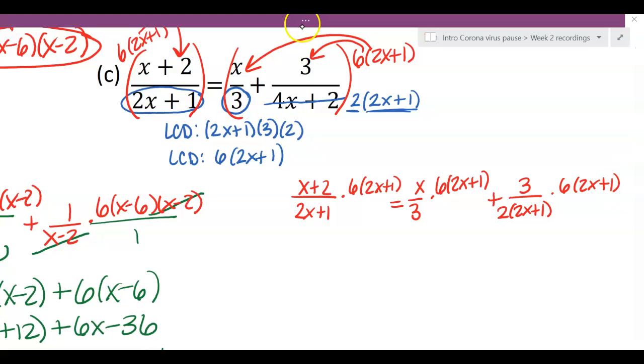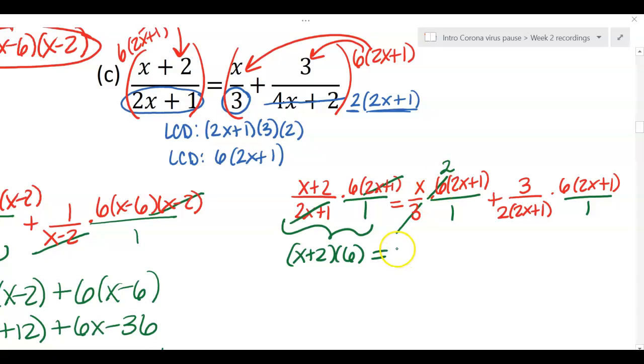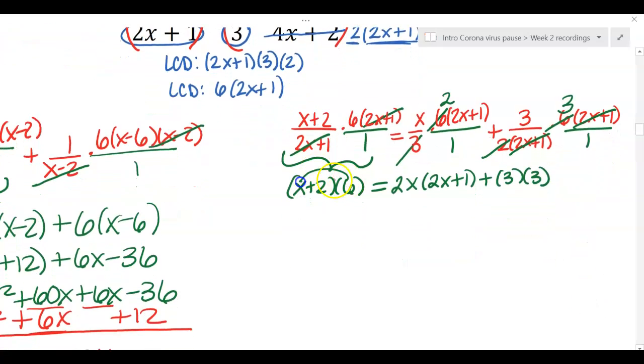Then we're going to take a look at the multiplication problems we've created and how they simplify. Here's the first one, and the factor of 2x plus 1 simplifies, leaving us with x plus 2 times 6. In the second one, 3 goes into 6, leaving a factor of 2. So we have a 2 times an x times a 2x plus 1. And in the third one, 2 goes into 6, leaving a factor of 3. And 2x plus 1 cancels out, leaving us with 3 times 3, which will be 9. So we're going to have 6x plus 12 equals 4x squared plus 2x plus 9.